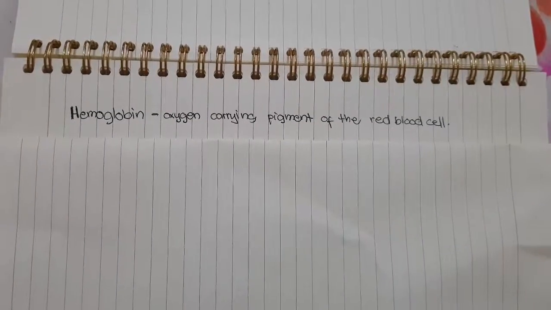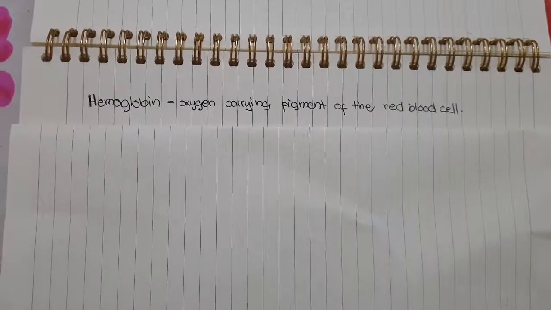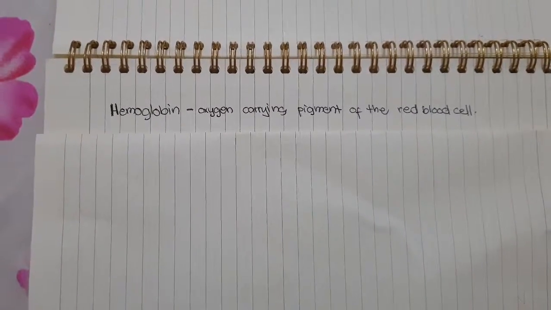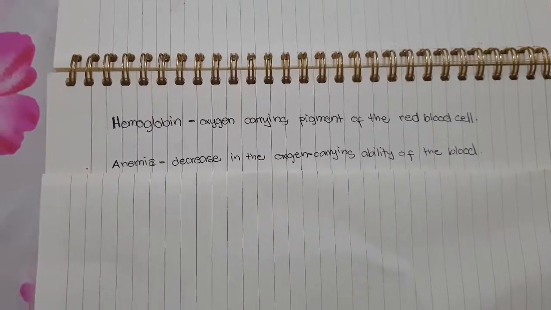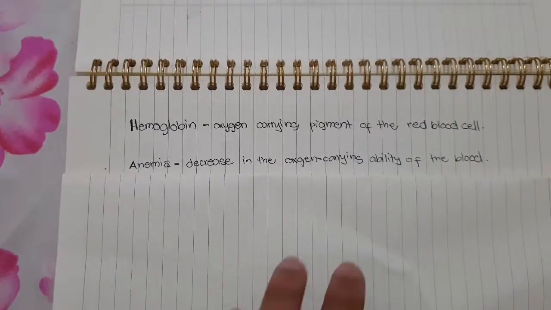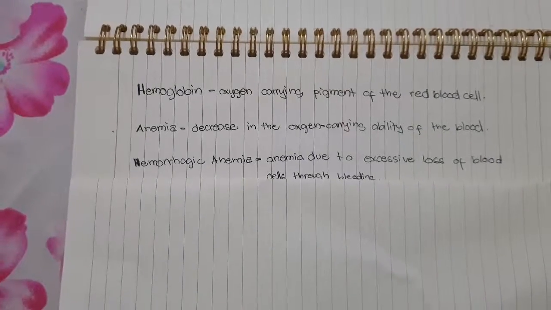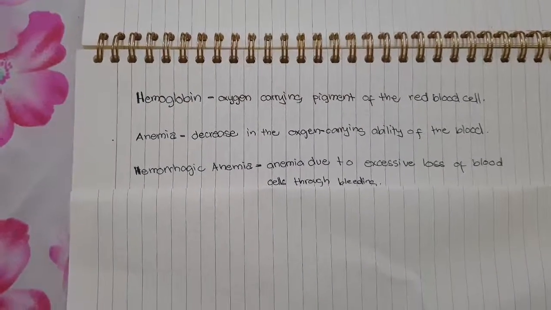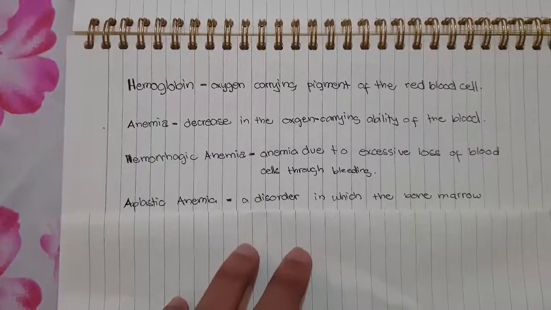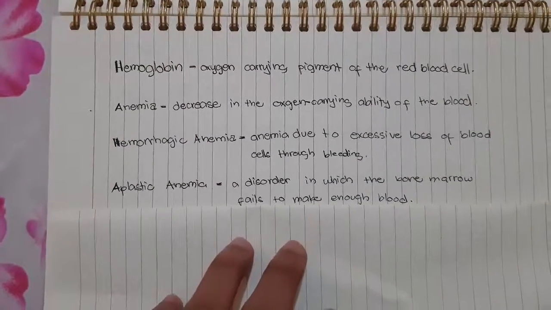Hemoglobin is an oxygen-carrying pigment of the red blood cells. If there's a decrease in the amount of red blood cells or hemoglobin, it can cause a decrease in the oxygen-carrying ability of the blood, a condition called anemia. One way you can lose red blood cells is through massive loss of blood, or hemorrhage, called hemorrhagic anemia. But not all anemia is due to heavy bleeding. Some anemia is due to the production of red blood cells, which is called aplastic anemia, a disorder in which the bone marrow fails to make enough blood.